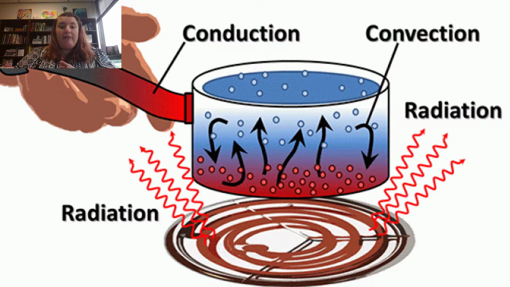Radiation, on the other hand, travels through a medium, but it's the particles themselves that move through the air and send heat out. Think of this as like an X-ray system. The particles travel in a straight line out from the original source until they strike an object. You can see both of these heat transference processes in the boiling pot shown in this image.